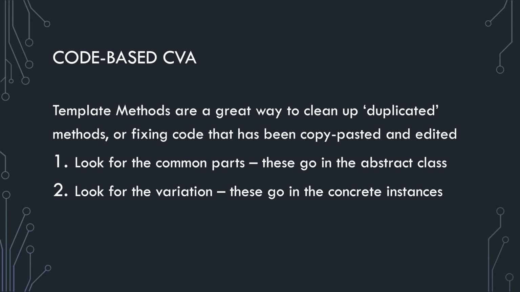Basically, you're doing a CVA in your own code. You try to identify the common parts of your code. These go into the abstract class. The variations go in the concrete subclasses.